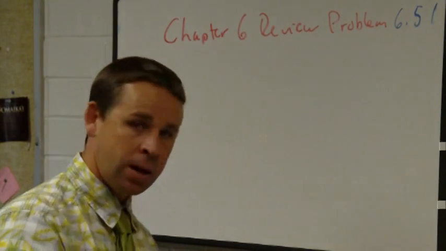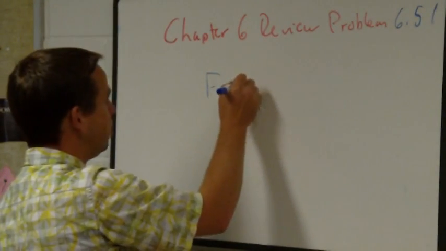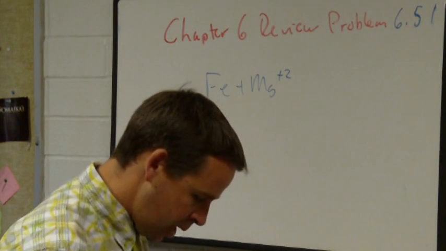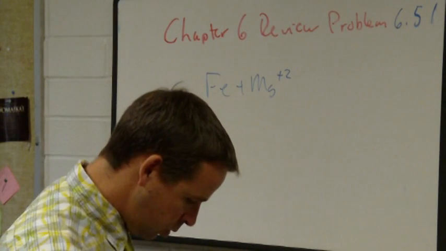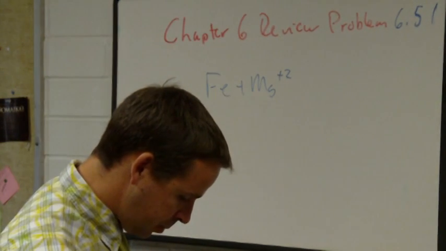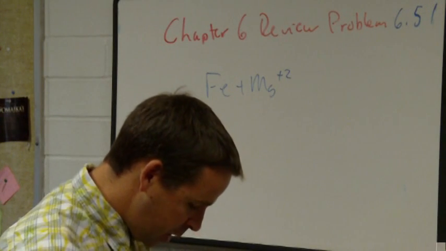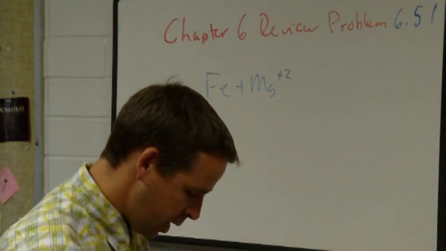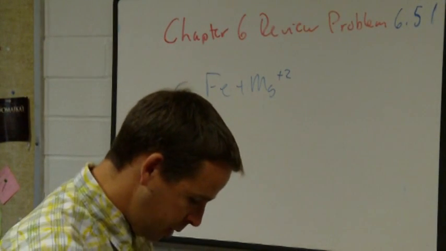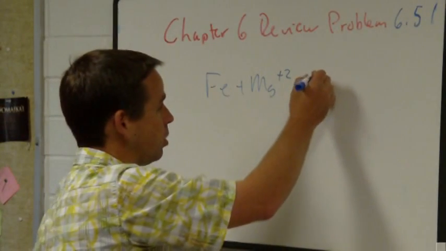So in the first one, we have iron and magnesium, an iron atom and a magnesium ion, right? So we ask, does iron want to become an ion at the expense of magnesium ion becoming a metal? And we see that magnesium is lower than iron. Therefore, magnesium ion isn't going to want to become a metal at the expense of iron becoming an ion. It would be the other way around. So this is not going to occur. This is no reaction here.